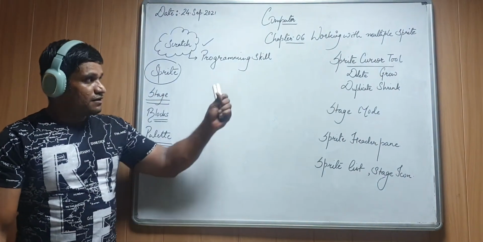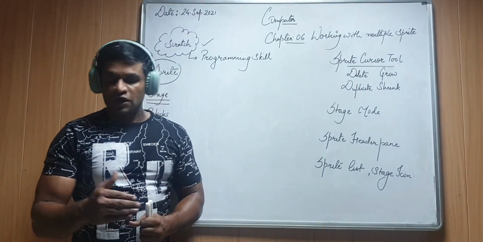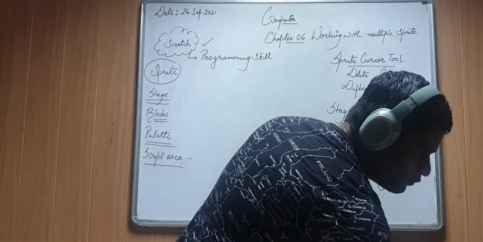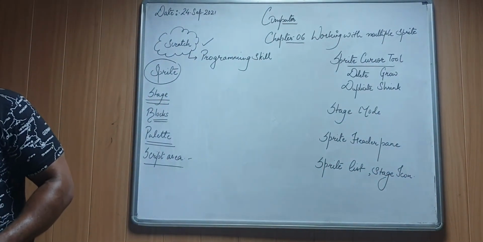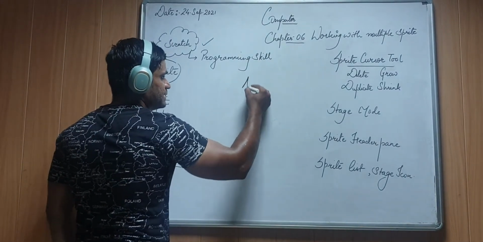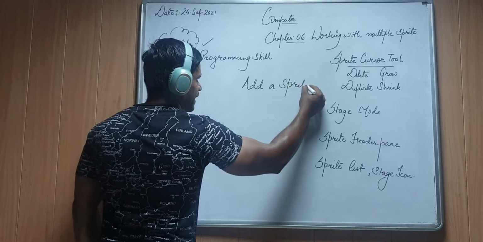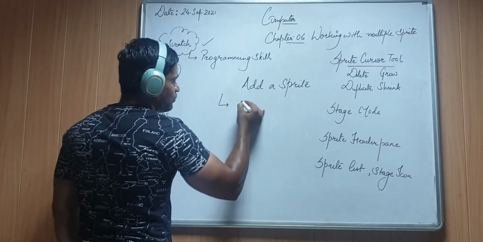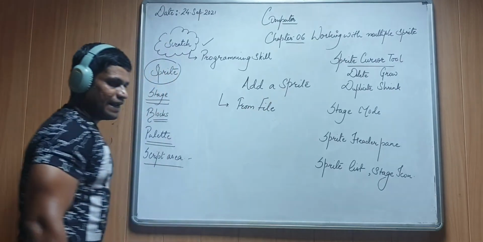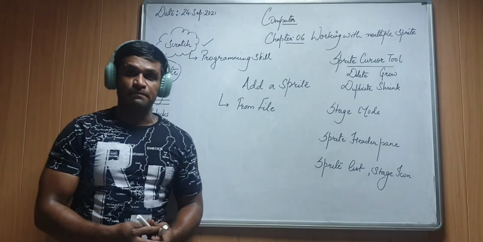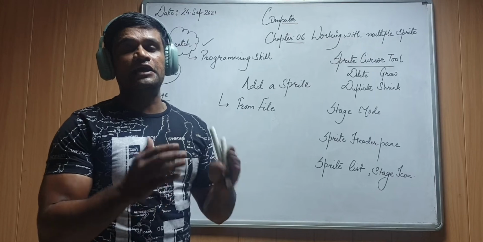I think that the description of the further parts of the Scratch window is clear to you. Now we are going to start with the topic how we can add new sprites. As I had mentioned in the class, to add a sprite we have 3 methods. Okay, we can add the sprite from the file. From the file means the sprite which is saved, or the picture which is saved in our computer.